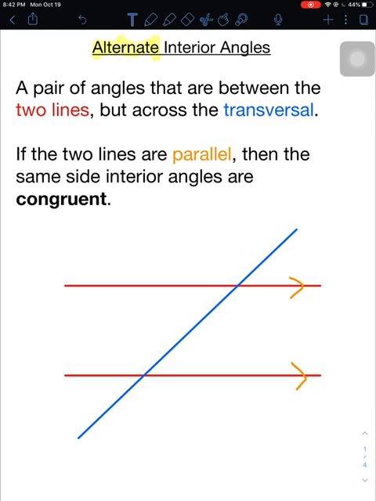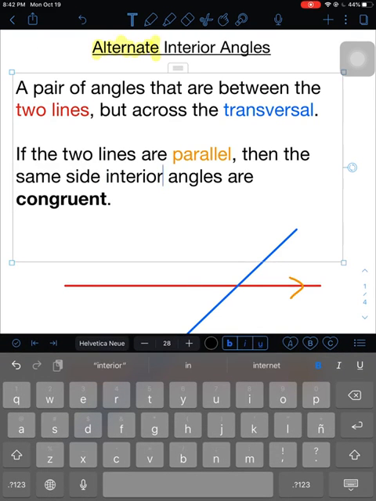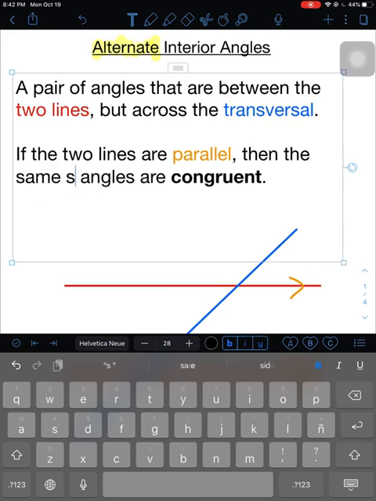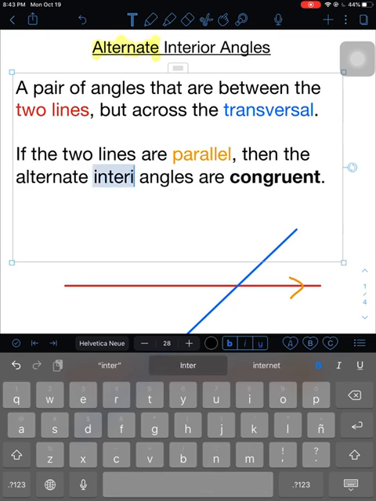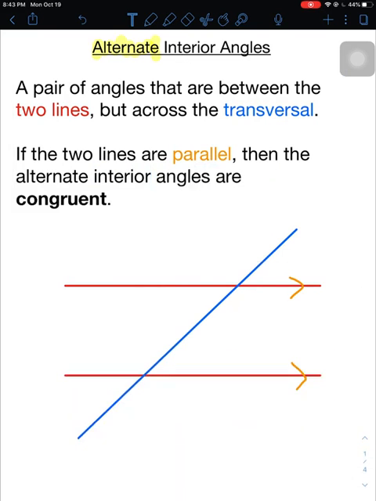And there's a little note. If the two lines are parallel, then the alternate interior angles are congruent. Let me fix that. So let me read that again. If the two lines are parallel, then the alternate interior angles are congruent. So again, we're dealing with this word interior, right?